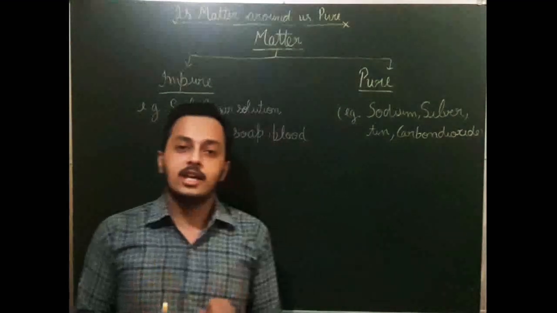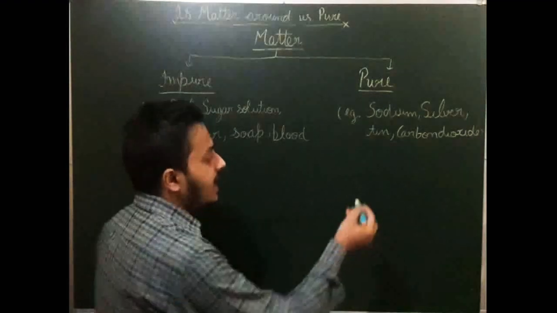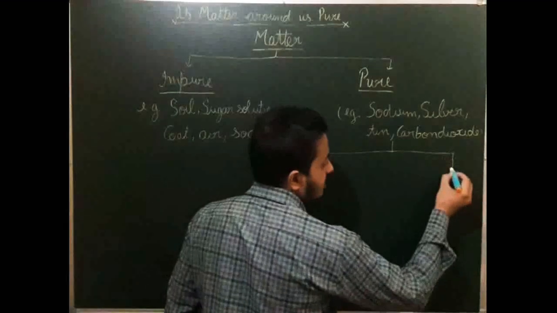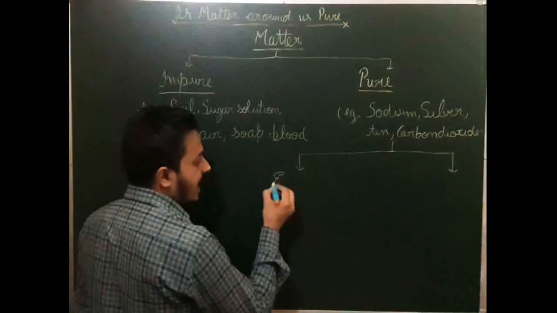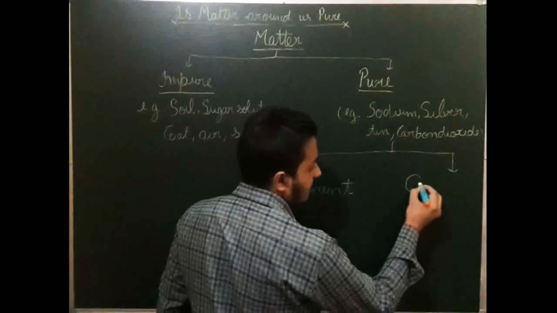Now he gave definitions according to this. He told that pure substances are also of two kinds. Firstly, the element. Second, the compound.